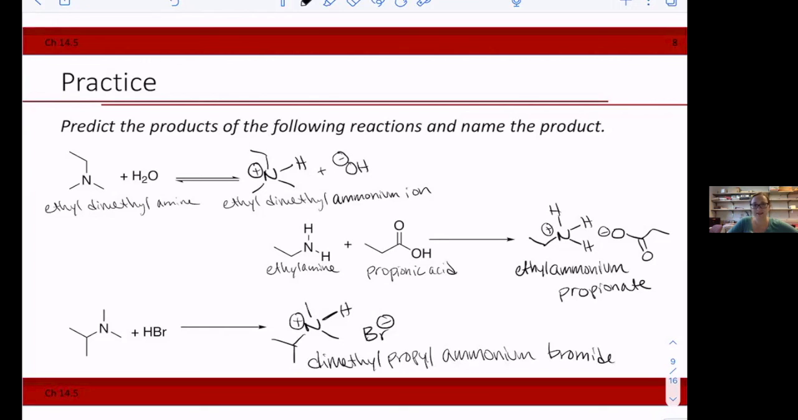Okay, that is talking about the basicity of our amines and the most simple reactions that you can do with those amine bases. And yeah, that's where we're at.